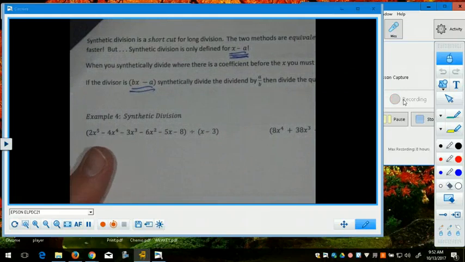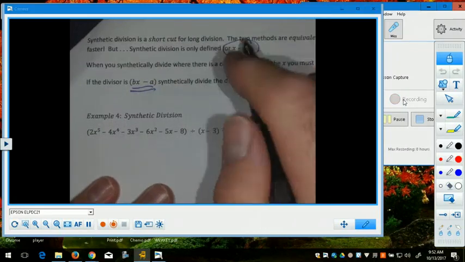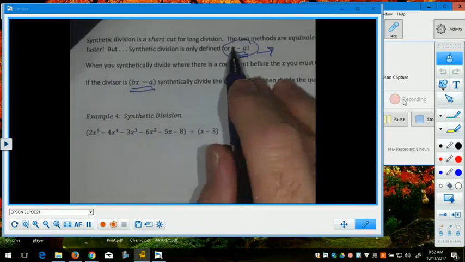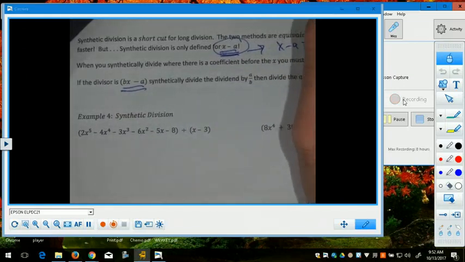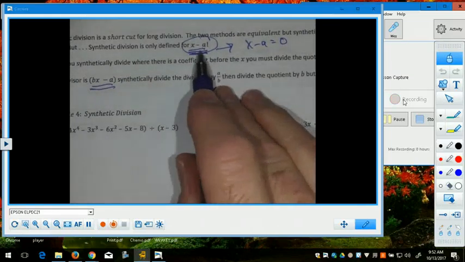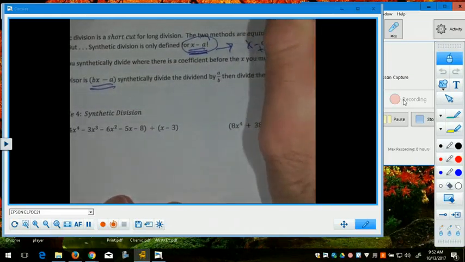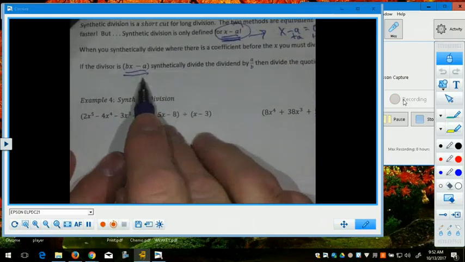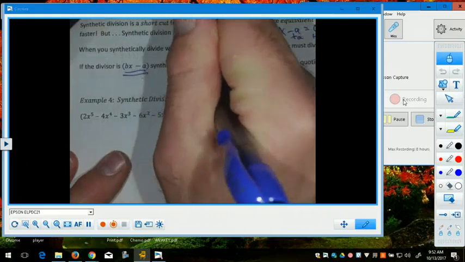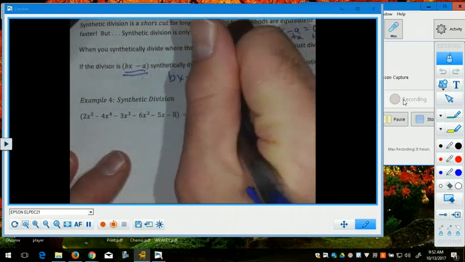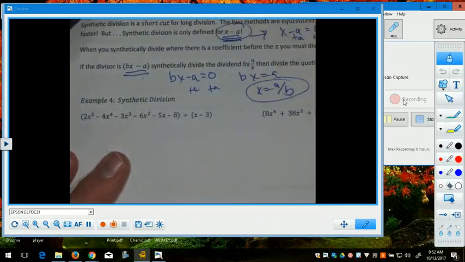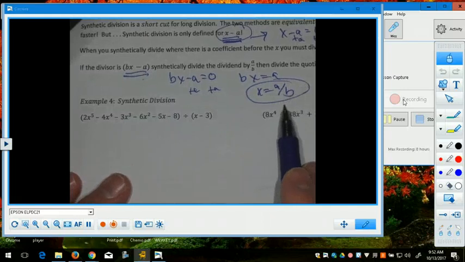Now, remember how before when we did regular long division, we had to change the sign and combine? I don't even have to think about that because instead of dividing by this and then changing the sign, I'm actually changing the sign when I solve for this. X minus a equals 0. Okay, if that's a factor, then x would equal a. Okay? And if this is a factor, bx minus a equals 0, then I add a to both sides. Bx equals a, divide by b, x equals a over b. That would be the number I would put in my box for synthetic division.